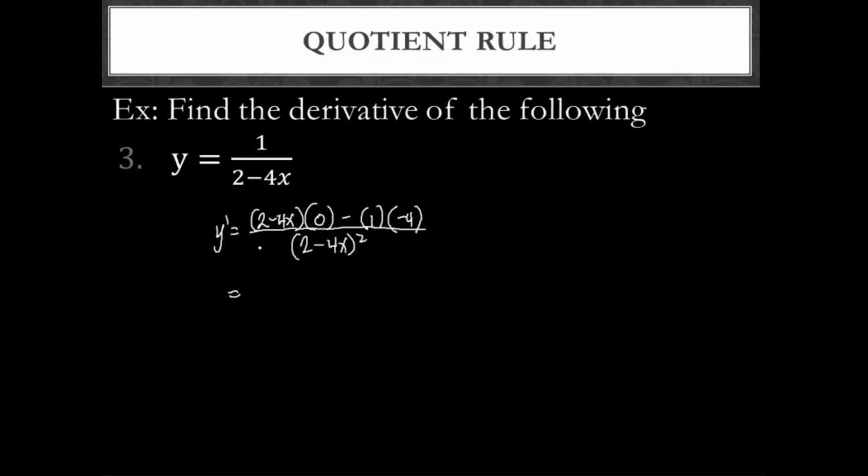Okay. Simplify yung numerator. Any number multiplied to 0 is 0. No need to write 0. Negative times positive 1 times negative 4, that is 4, all over 2 minus 4x squared. And ito na po yung sagot niya.